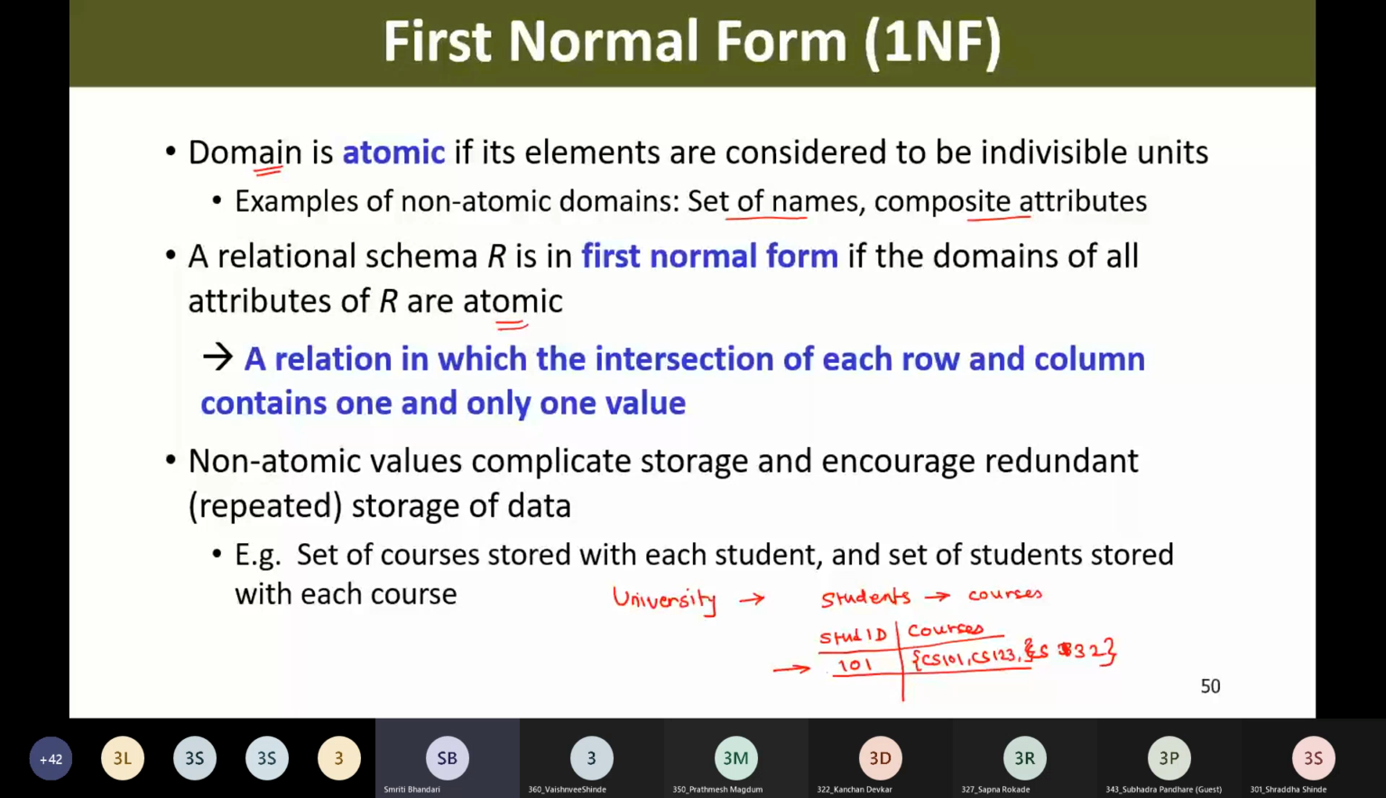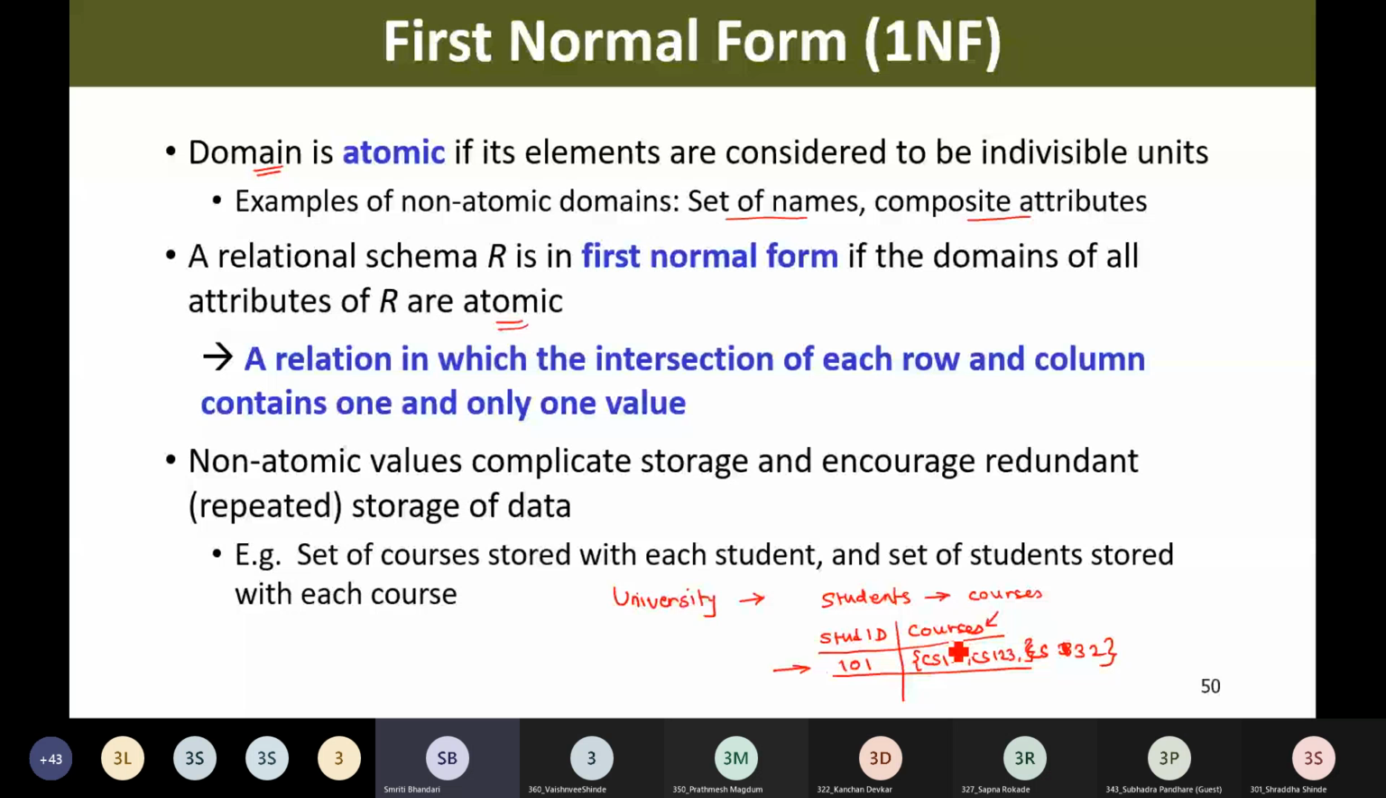Similarly, if I want to store the set of students who have opted for a particular course, and I choose to have a table wherein I have a column, say course ID, and another column, say students, how am I storing it? Say for example CS 101, and here I will be listing out all the student IDs who have opted for this course.